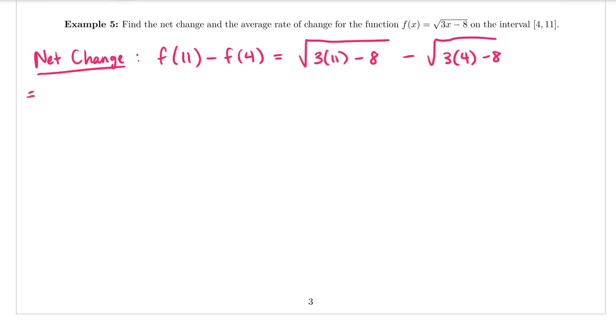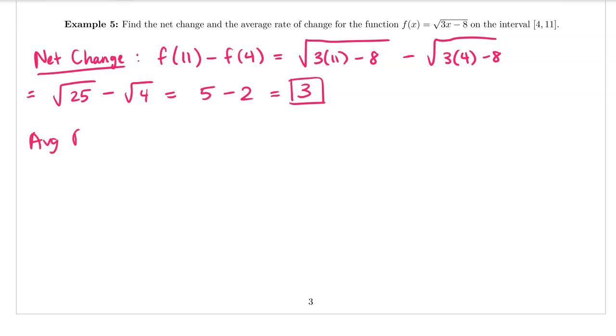And that is equal to 3 times 11 is 33. 33 minus 8 is 25. And then 3 times 4 is 12. 12 minus 8 is 4. So this is going to end up equaling 5 minus 2, which is equal to 3.